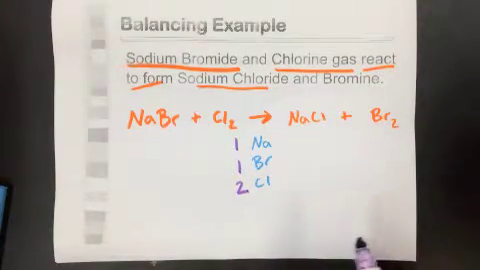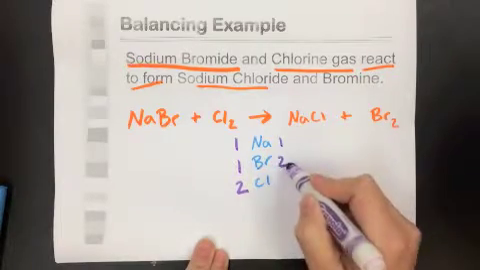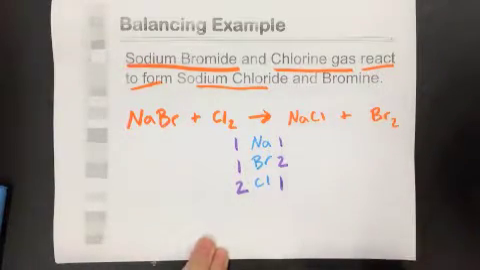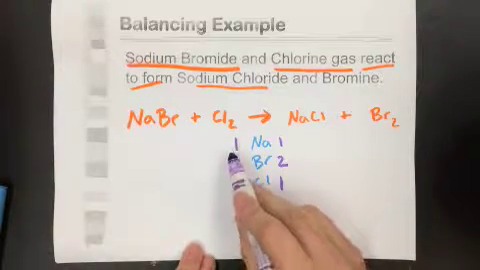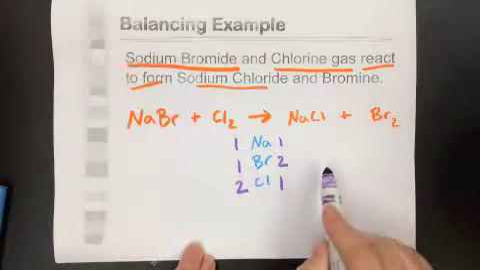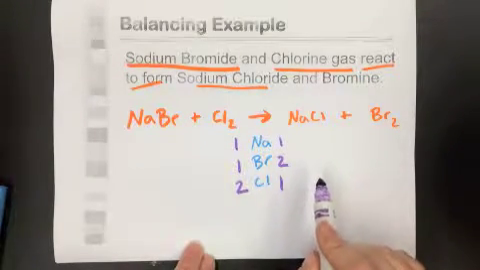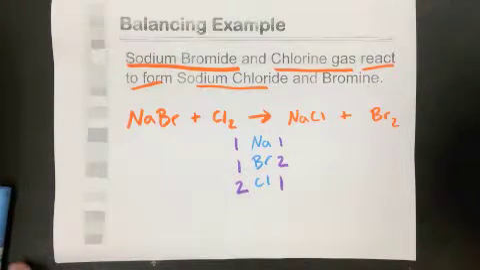Now we're going to do the exact same thing on the right side. Na, 1. Bromine, 2. Chlorine, 1. So you can see that this chemical reaction is not balanced because you have the sodiums balanced 1 and 1, but bromine you only have 1 over here and 2 over here. So this is saying that magically you gained a bromine in there, but that is impossible. So then you're going to have to balance it.